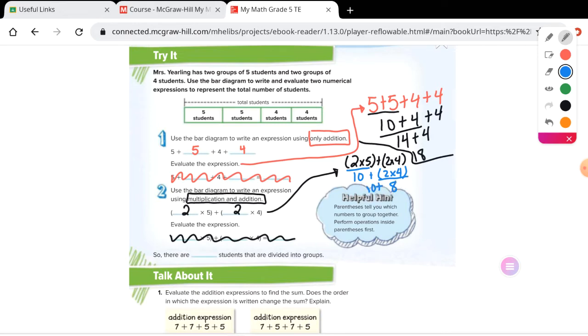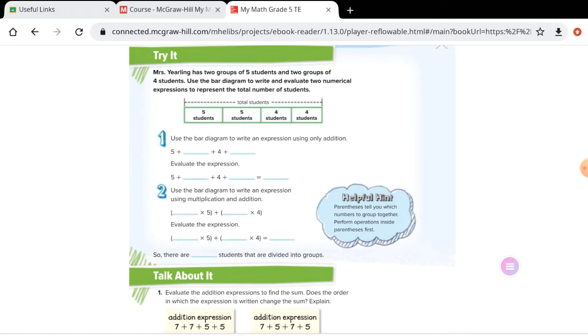10 plus 8? 18. Did we get the same answer? Yeah. Why should I get the same answer? Audrey? Because I'm working the same problem. Okay, if I'm working the same problem 2 different ways, I should get the same answer. I want you to look over at the next page. We're skipping that bottom.